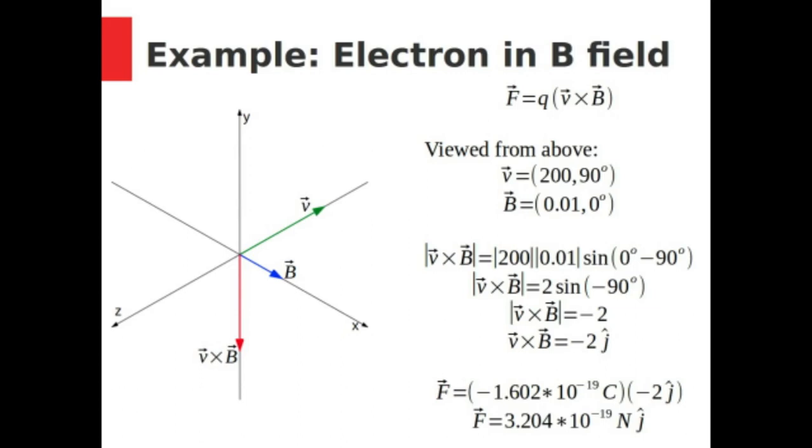First, find the magnitude of the cross product. 200 times 10 to the negative 2 times the sine of the angle between the two vectors, which is 90 degrees. The magnitude of the cross product is 2 Tesla meters per second.